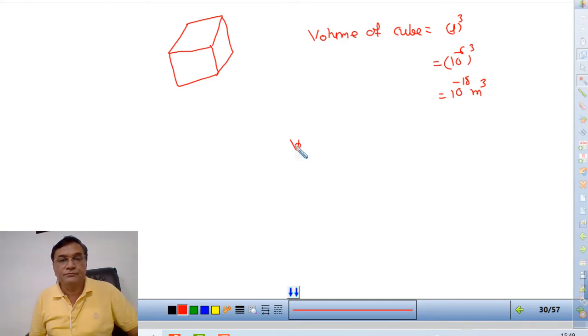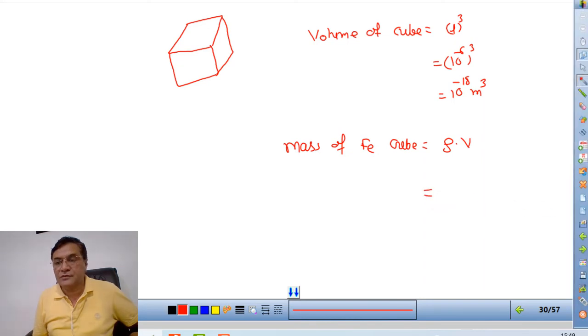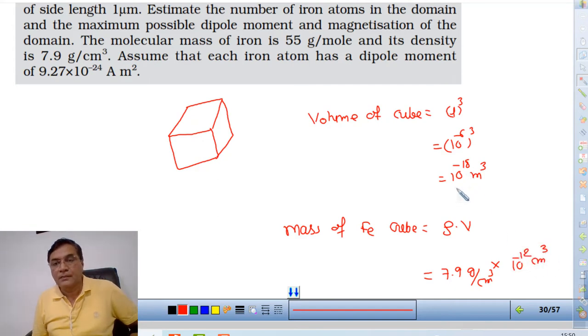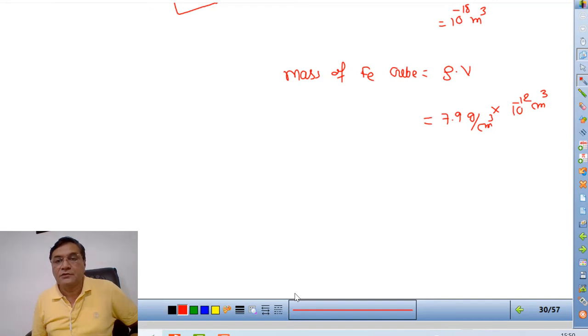The mass of the iron cube is equal to density into volume. So you must be given the density, 7.9 gram per centimeter cube. This is in gram per centimeter cube, but here it is meter cube, so I will convert into centimeter cube. So this is 10 raised to minus 12 centimeter cube. You know the relation: 10 raised to minus 6 meter cube is equal to 1 centimeter cube. So we get 7.9 into 10 raised to minus 12 gram. So this is the mass.